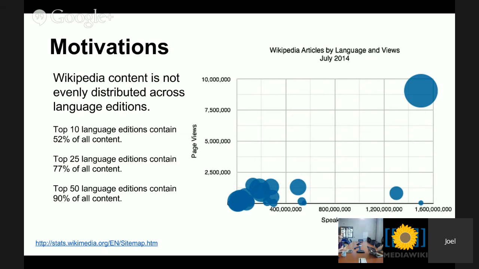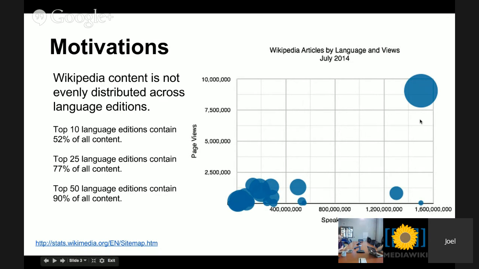Now if you look at this chart over here on the side, you see we've got two axes. One is page views. One is speakers. That's both native and secondary speakers. And then the size of the bubbles is how many articles there are in each edition. And each bubble represents a different language edition. This is pulled from stats.wikimedia.org, which only looks at the top 250 languages, but the other ones are so small that they wouldn't even show up on the chart.